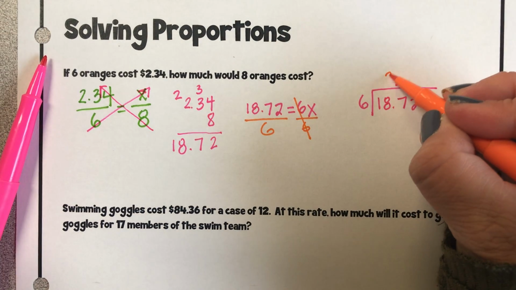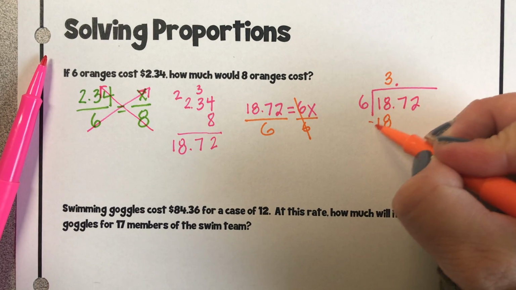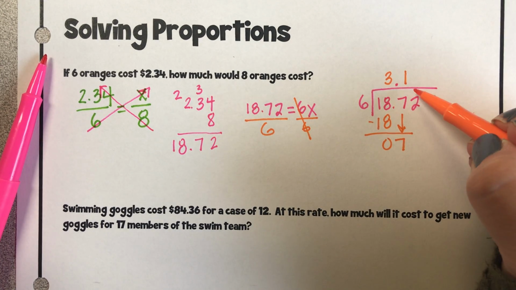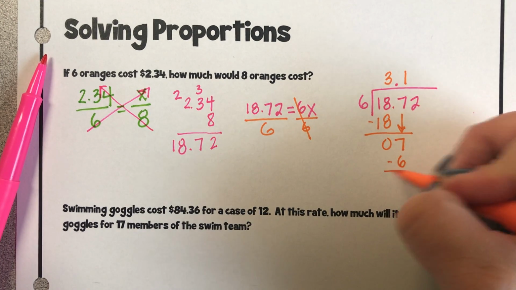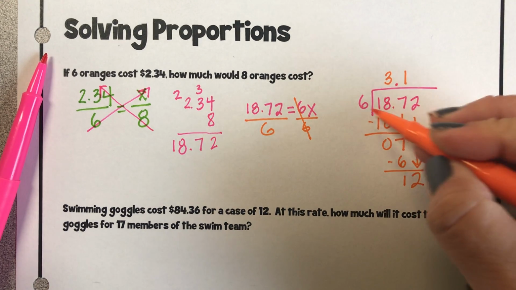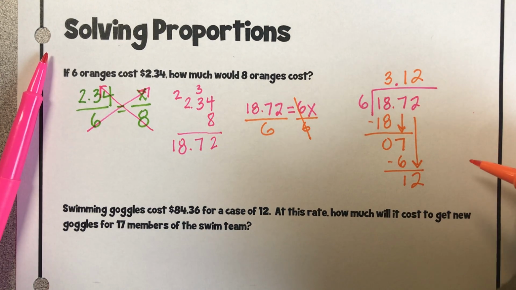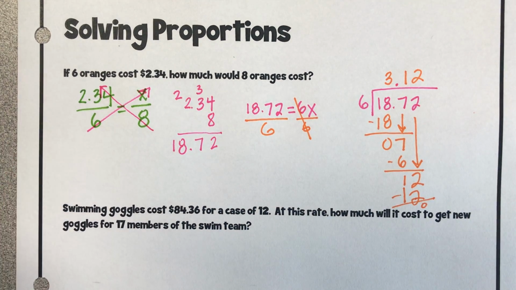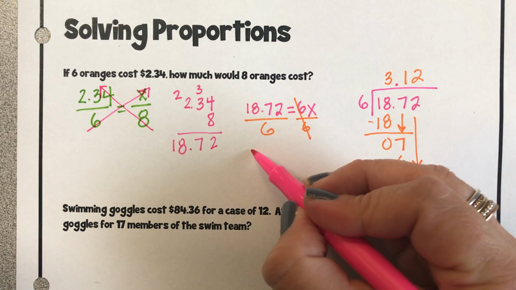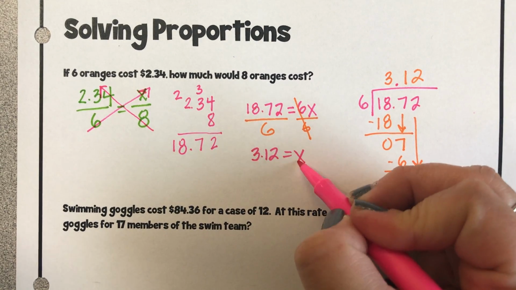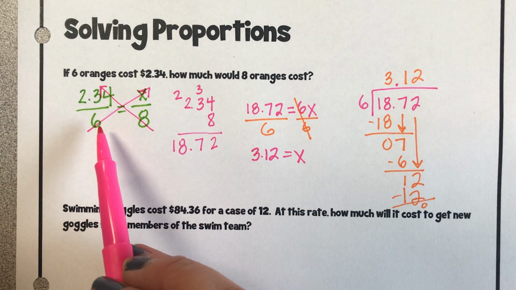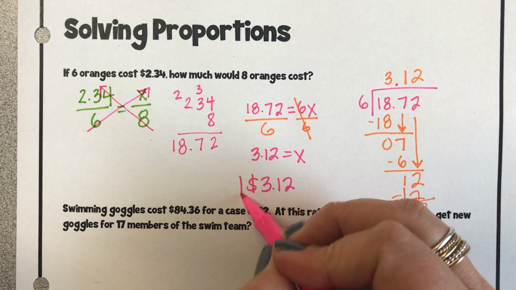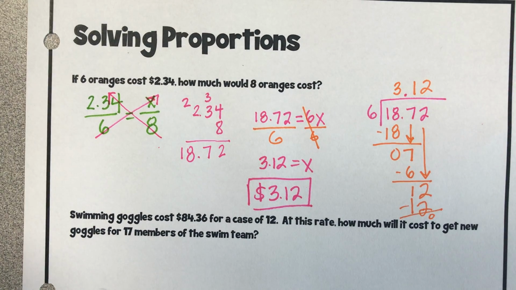So 6 goes into 18 3 times. 3 times 6 is 18, so that's 0. Bring down my 7. 6 goes into 7 one time. 1 times 6 is 6. I subtract, bring down my 2. 6 goes into 12 2 times. 2 times 6 is 12. Whoops, so I'm done. So that's my answer, right? I just divided everything and I got 3.12 equals x. So $2.34 for 6 would equal $3.12 for 8. $3.12. So that's one way that you can solve it.